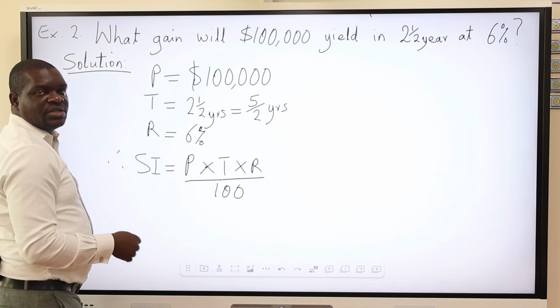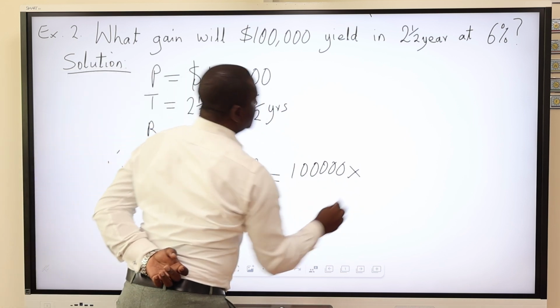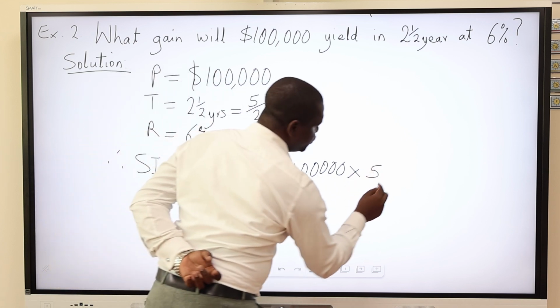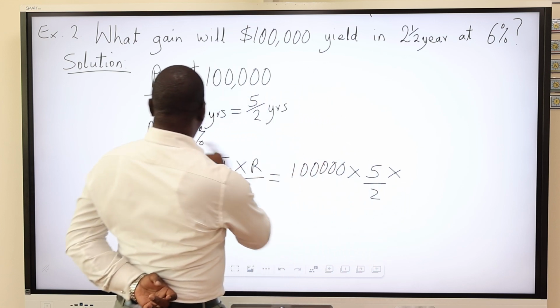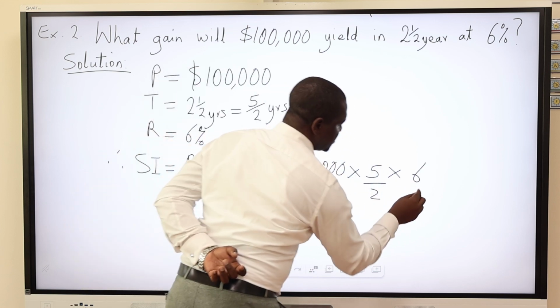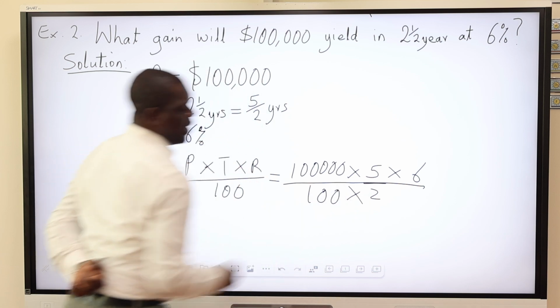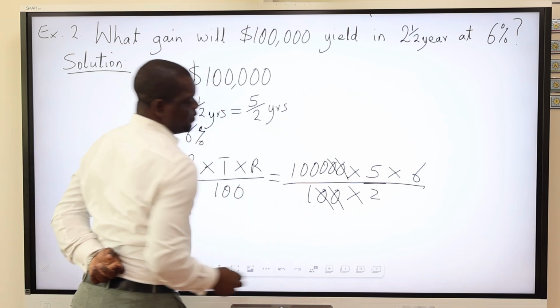And we substitute. In this case, we have 100,000 times the time, which is 5/2. We'll write our 2 down. And we multiply again here by the rate, which is 6. Now we express all of this over 100 and we multiply here by 2. So we can take away these 2 zeros with 2 zeros from here.